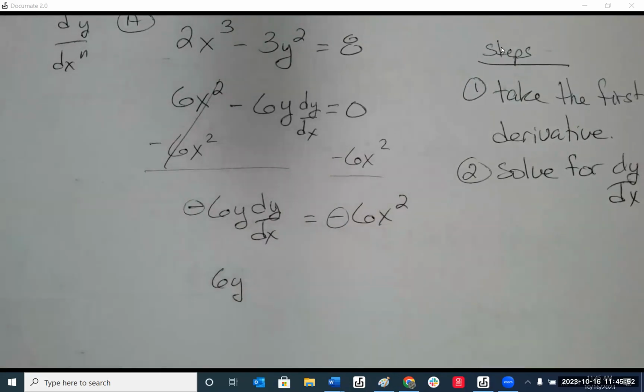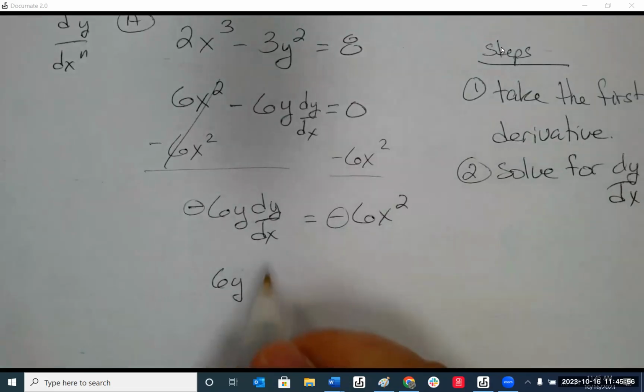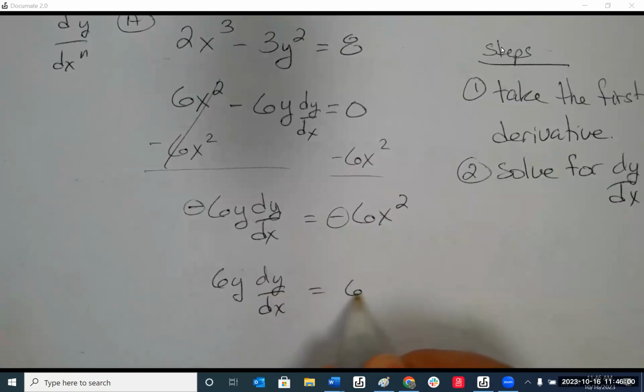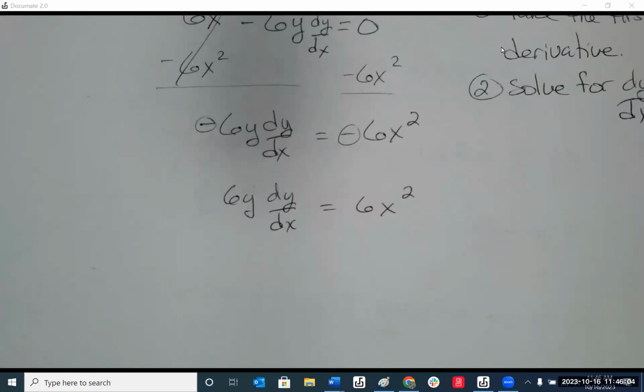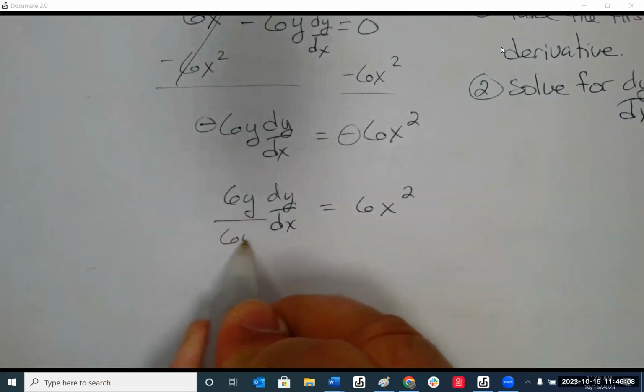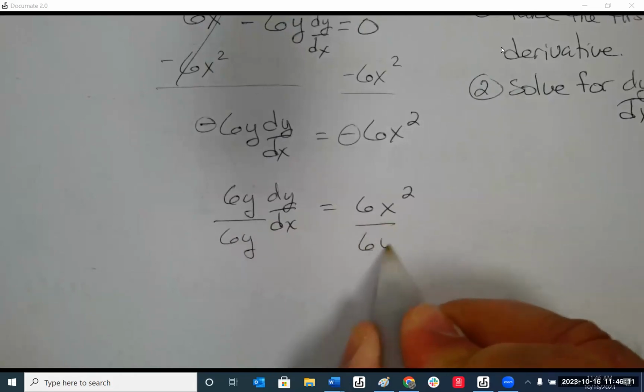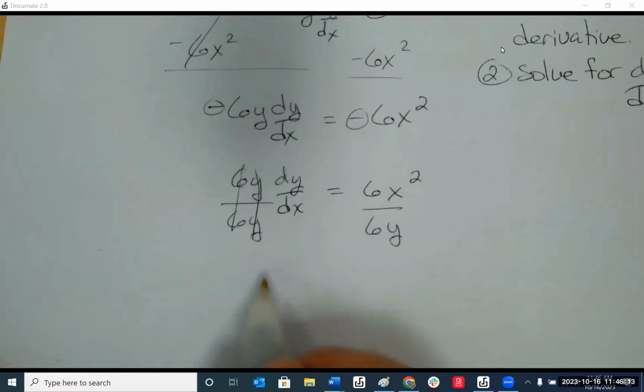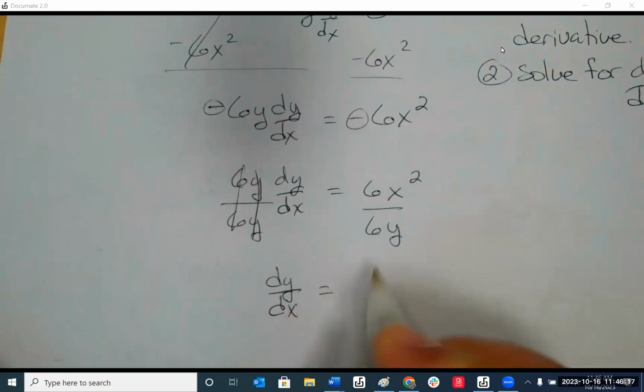Basically, yeah, so it's much easier. Instead of doing that, just go across the board and change everything. So change all the signs. Now divide by your coefficient, 6y. The 6 is canceled, so we have x squared over y.